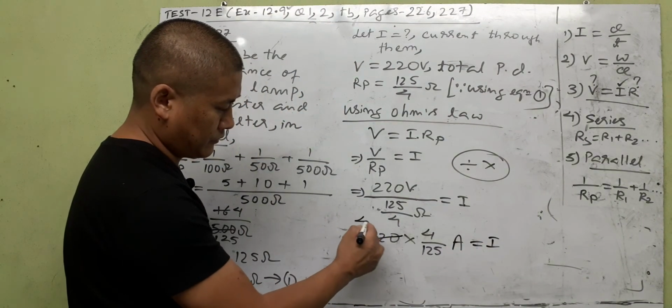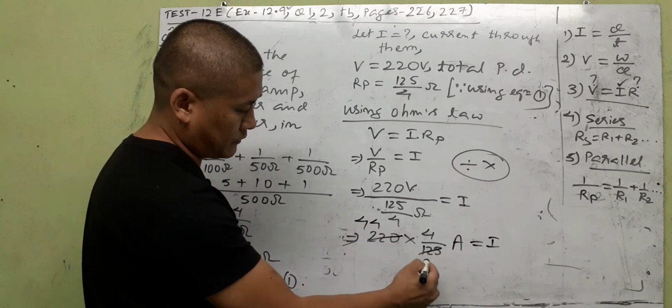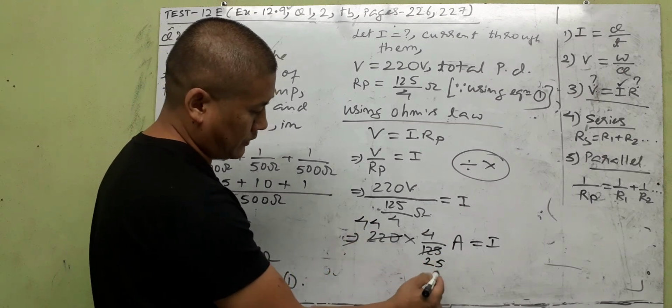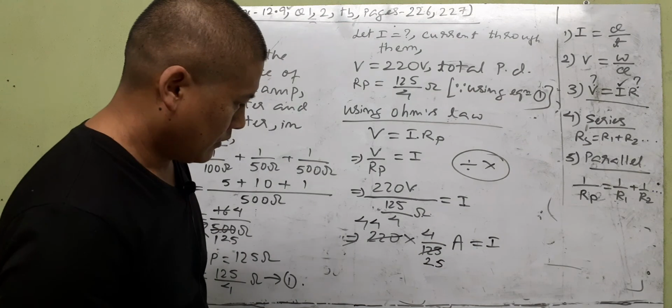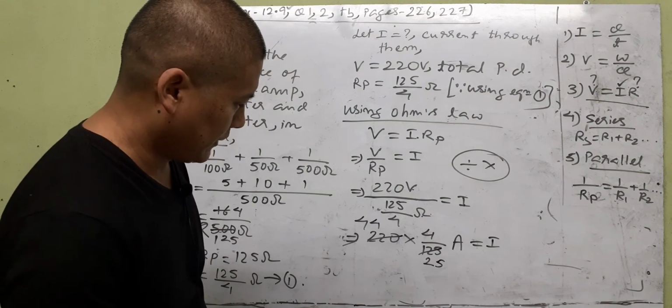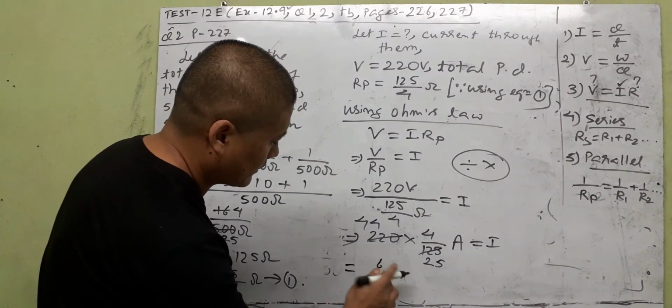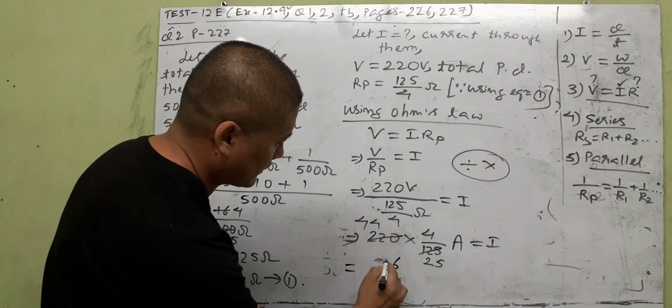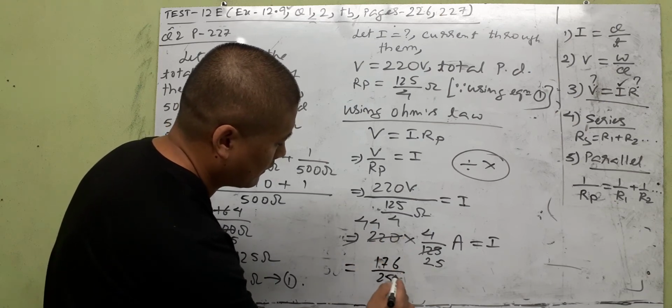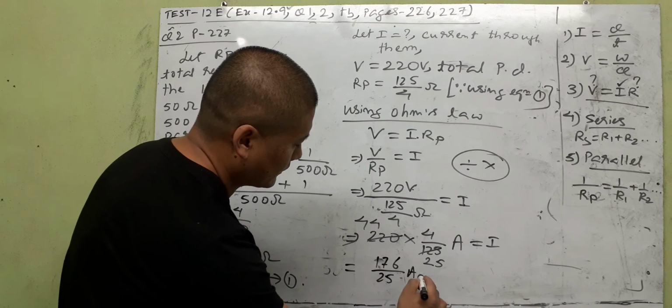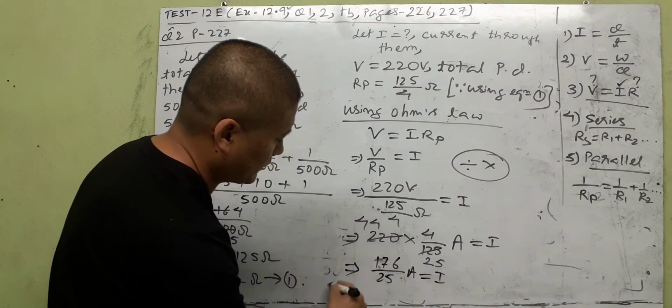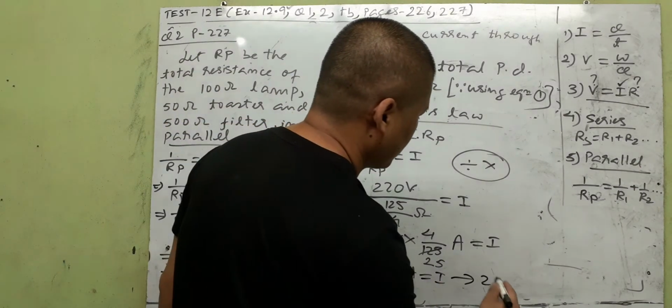5 4s are 20, 2 in hand, 5 4s are 20, 5 2s are 10. Okay, so this is 44 into 4 by 25. 4 4s are 16, 4 4s are 16, 1 and 4 is 16. So 176 by 25 ampere is the current that is flowing through this. And you can put this one as equation 2 if you want.